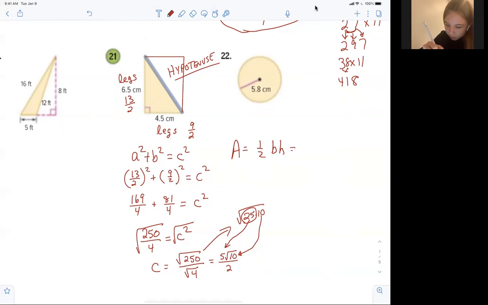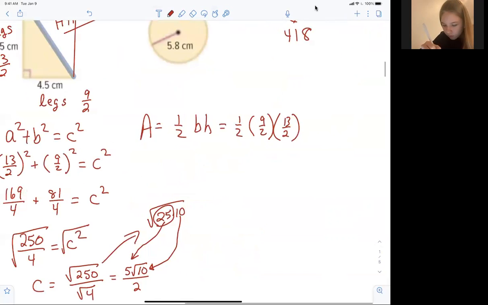So for 21, 1/2, what's the base? Nope. What's the base? Correct, 9 over 2. What's the height? 13 over 2. So now we know that our area is something over 2 times 2 times 2, which is 8. Now you have to do 9 times 13 in your head. Obviously that's 117.